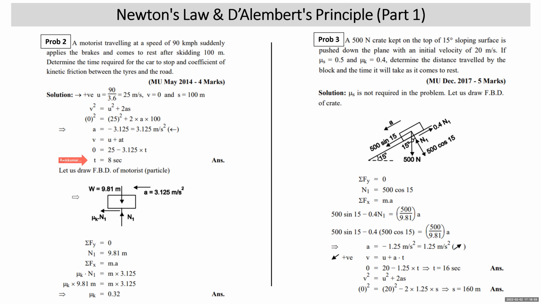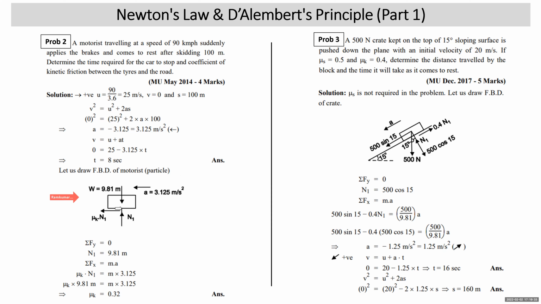Now let's draw the free body diagram of the motorist so as to find the coefficient of kinetic friction. When you draw its free body diagram, you show the weight vertically down. Mass is not given, weight is not given, so we have written weight as 9.81 m. In any problem of Newton's law, if mass or weight are not given, then you take weight in terms of mass only, because when you apply Newton's law, mass gets cancelled. Normal reaction is vertically upward, acceleration is to the left, and as motion is to the right, friction is also to the left. So now your free body diagram is complete with all forces.